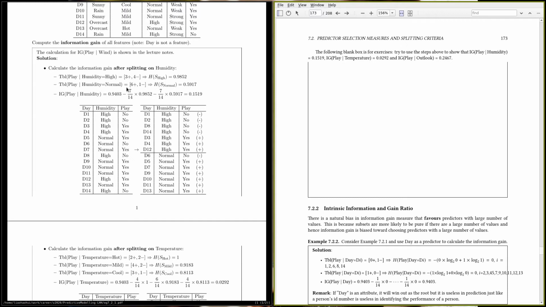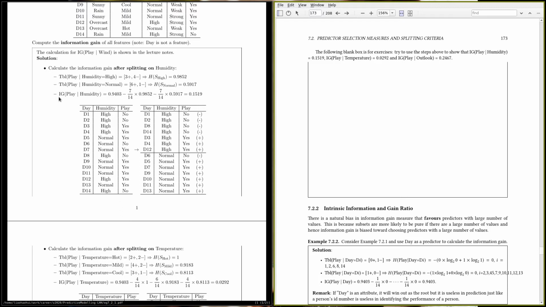So for humidity normal, we have 6 yes and 1 no. That's why it splits into this. So for the split based on normal, we can calculate the entropy to be 0.5917. Why is it a lower value? Because you can see this is purer than this one, because nearly everything is yes, except for one. Here, nearly half is yes, half is no.